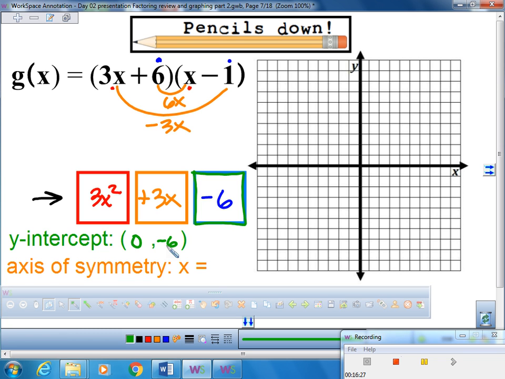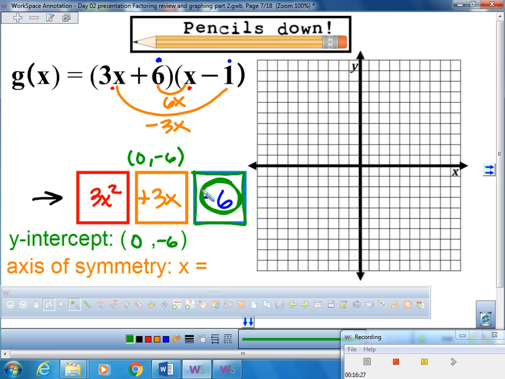When you're on the y-axis, what is x? 0, right? Well, if I were to substitute a 0 in for x, would there be anything here? 3 times 0 is 0, right? And if I were to substitute a 0 in for this x, 3 times 0 is 0, so I would get 0, negative 6. That's why this right here is your y-intercept, because it's when all the other x's are 0.